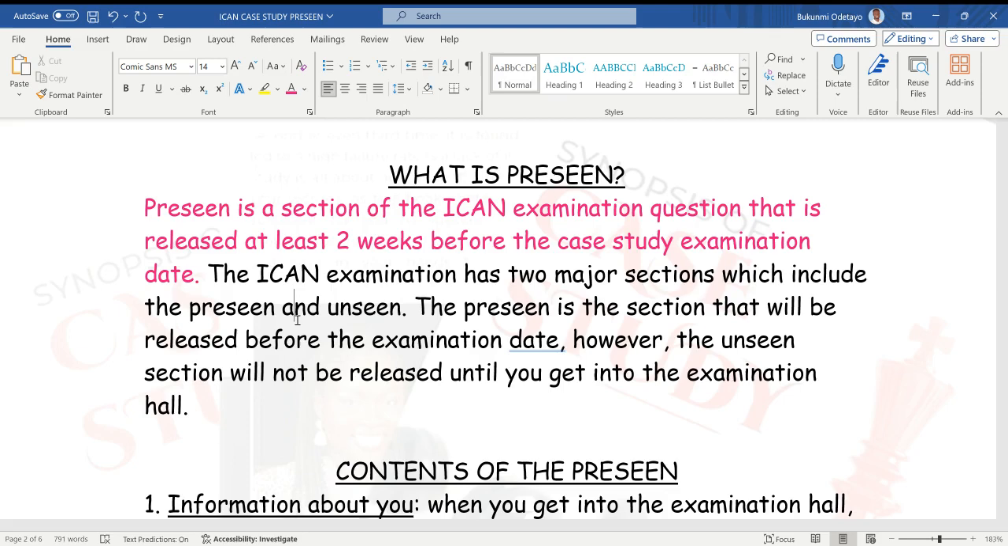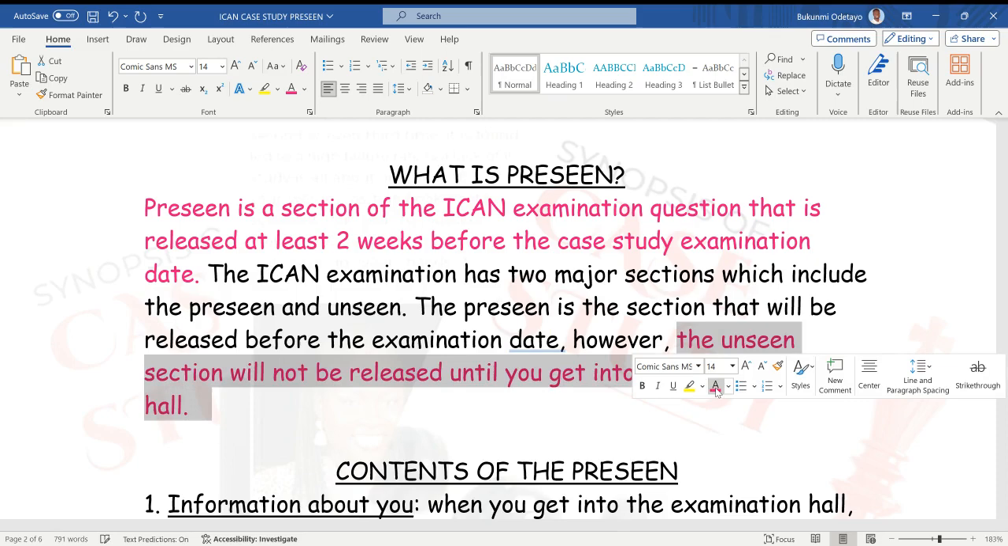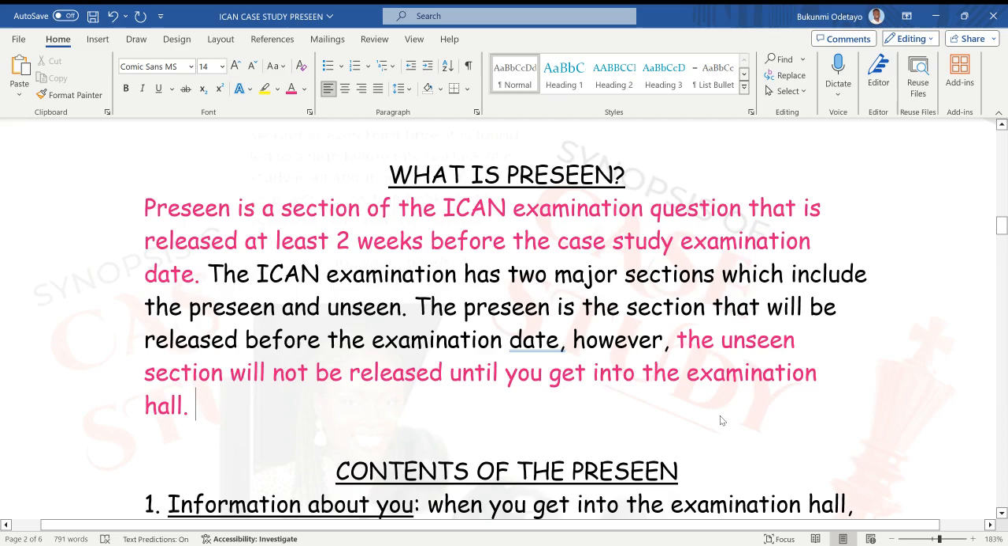And like I said, the ICAN examination has two major sections, which are the preseen and the unseen, right? The preseen would be released basically 2 weeks before the examination date. However, the unseen will not be released until you get into the examination hall. So you won't see the unseen until you get into the examination hall. But the preseen, you will have seen it. That's basically what the preseen is about.